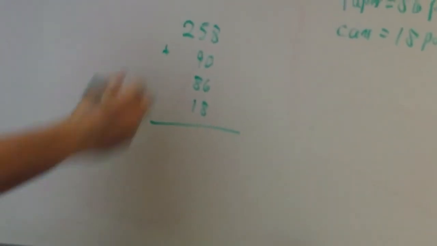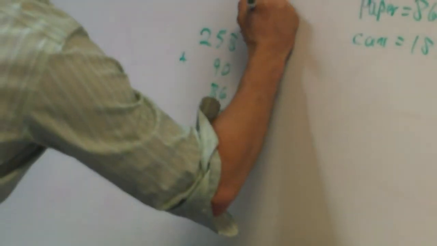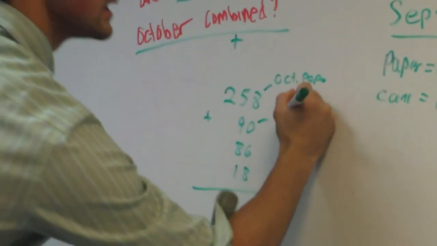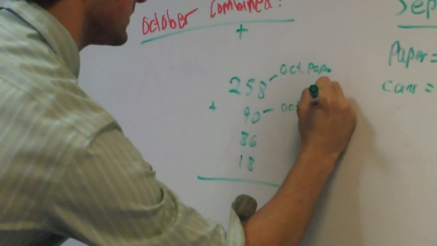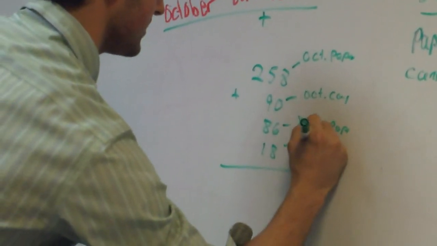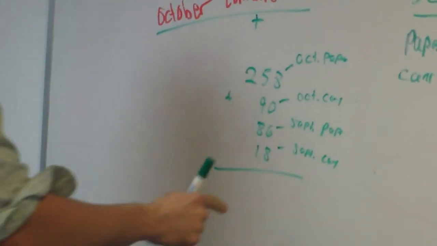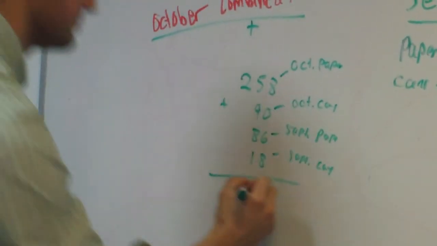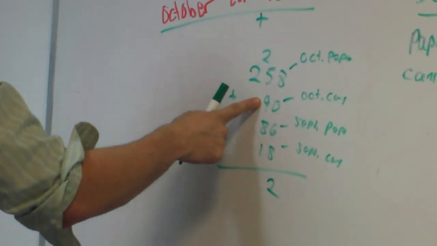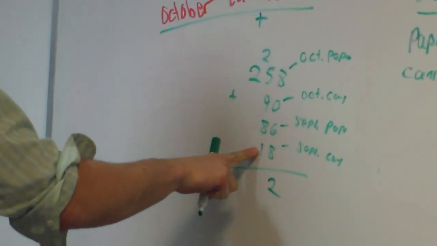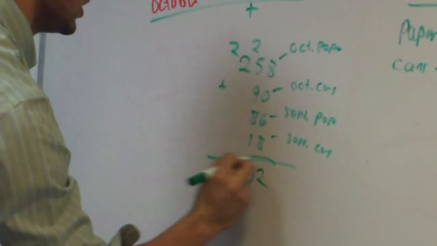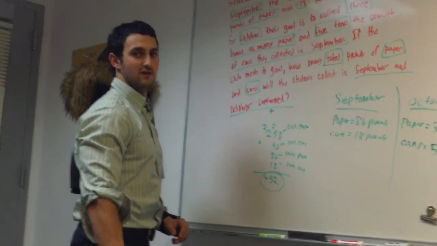If you wanted to go above and beyond, you could even label each of these numbers. This could be October paper. This was October cans. This was September paper. And this is September cans. When you add all of these up, I know that 8 plus 8 is 16, plus another 6 is 22. Transfer that 2. 2 plus 5 is 7, plus 9 is 16, plus another 8 is 24, plus 1, 25. Bring that 2 over. 452 total pounds of paper and cans.